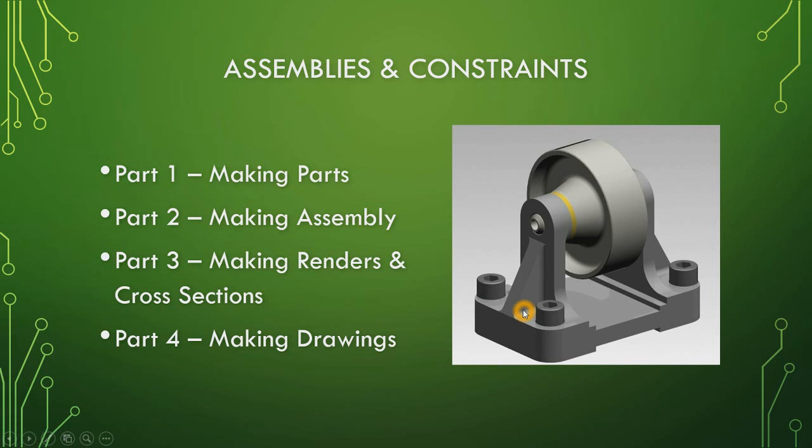Let's go ahead. For this series of videos, I'm going to be doing 4 parts, as I mentioned before. In this first video, we'll eventually do the parts itself. For the second video, we'll be doing the assemblies, with all of the different constraints. And then for part 3, we're going to be making renders and cross sections. And after that, if we have more videos, we can do drawings for this assembly and all the different pieces.